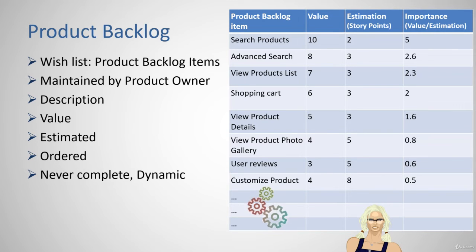As the product is used, the ideas and feedback provided by the marketplace and business are added to the product backlog. If a product exists, its product backlog also exists. The product backlog items can be features, functions, requirements, enhancements, and fixes to be made to the product in future releases.